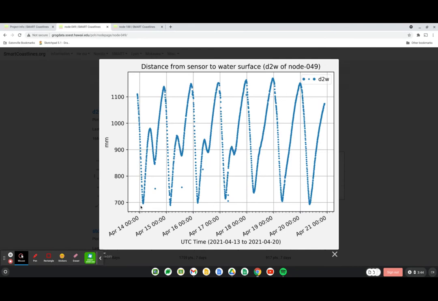We can also see that on April 14th, the water was highest, meaning the distance from the sensor to the water was the smallest, right at the beginning of the day. And as we look at later days, the maximum height of the water shifts away from the date line right here. So here, the highest point of the water was right after April 14th. And here, it's about halfway through the day.